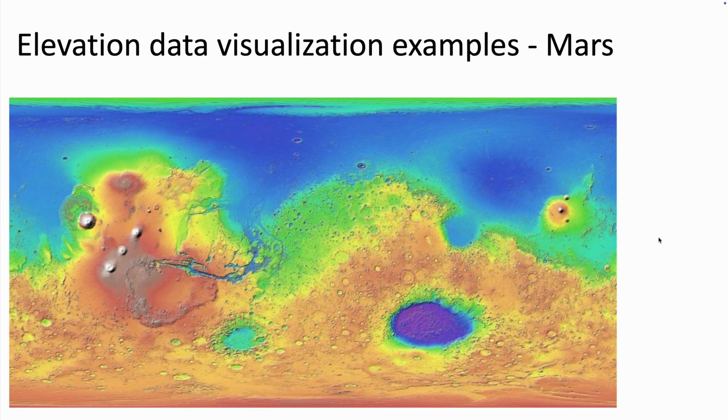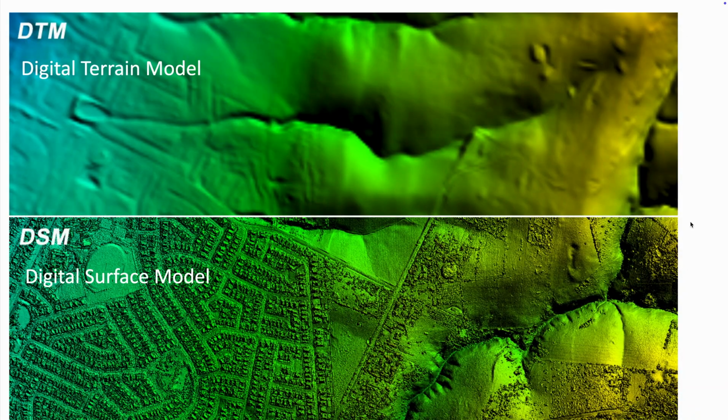Here is a nice example of some elevation data for Mars. And here, the blue colors show lower elevations, and the red and brown and white colors show higher elevations. So this is really cool. You can see lots of craters, you can see some mountains, and it's just quite easy on the eyes to look at as well.